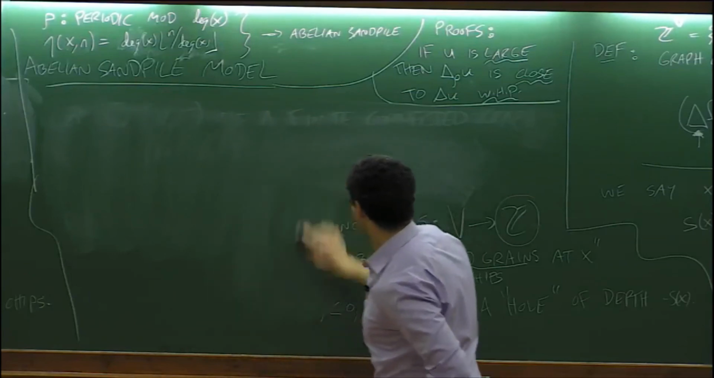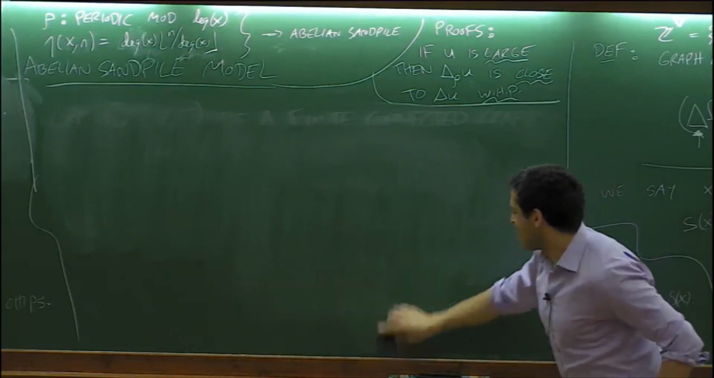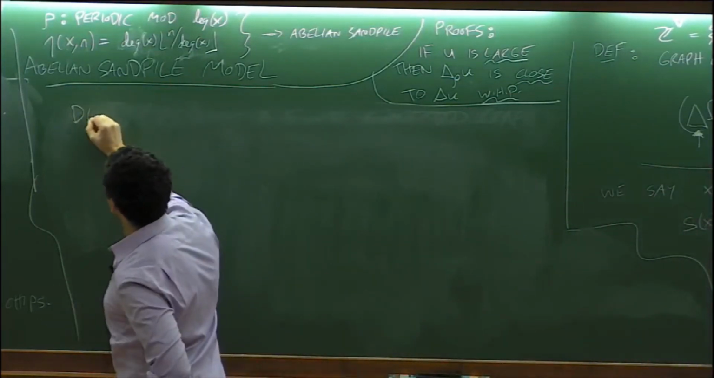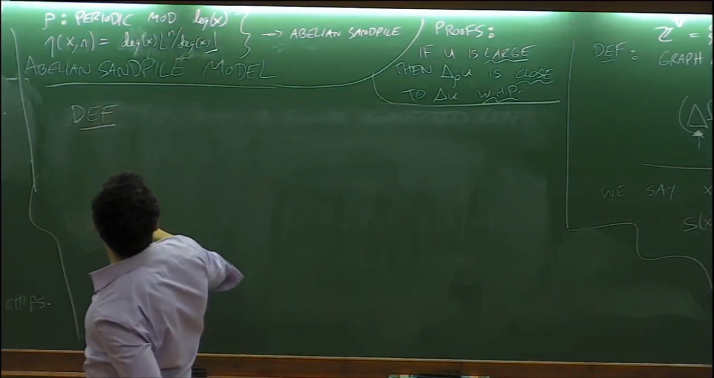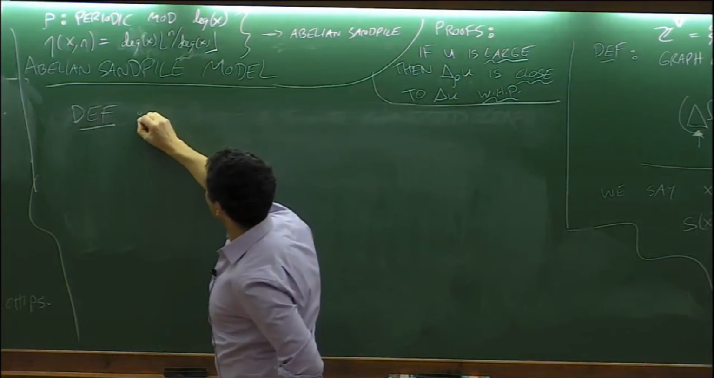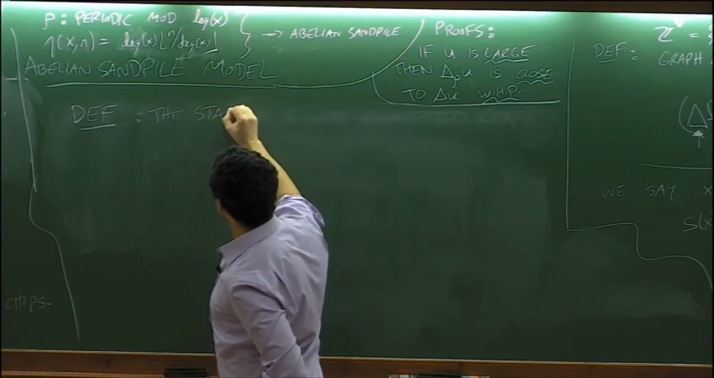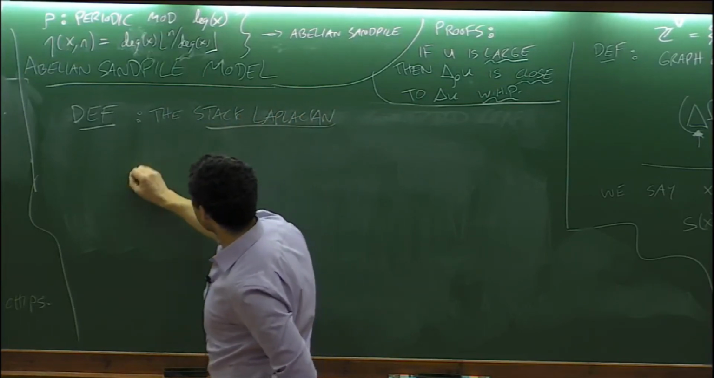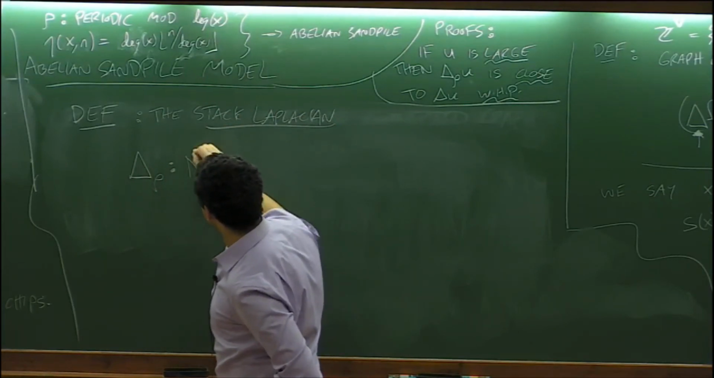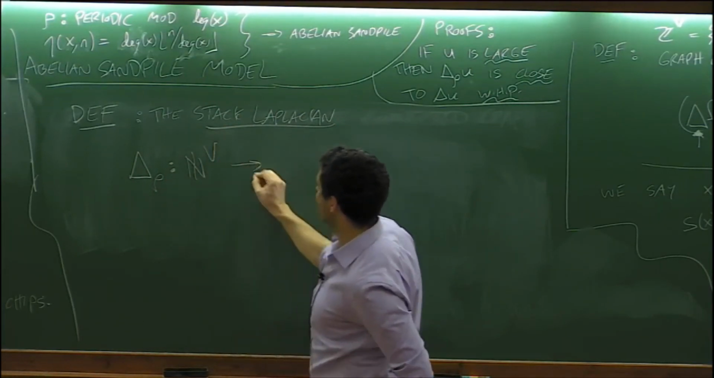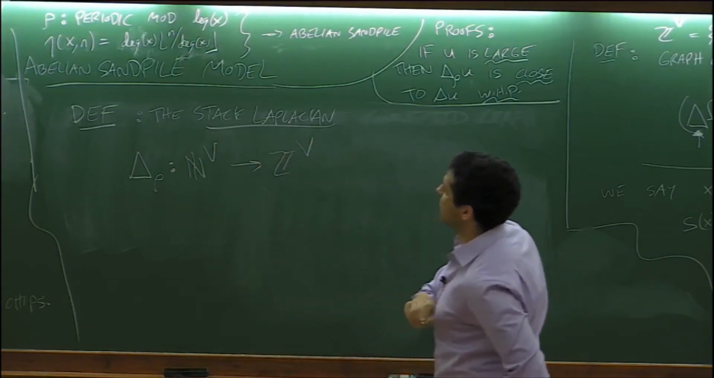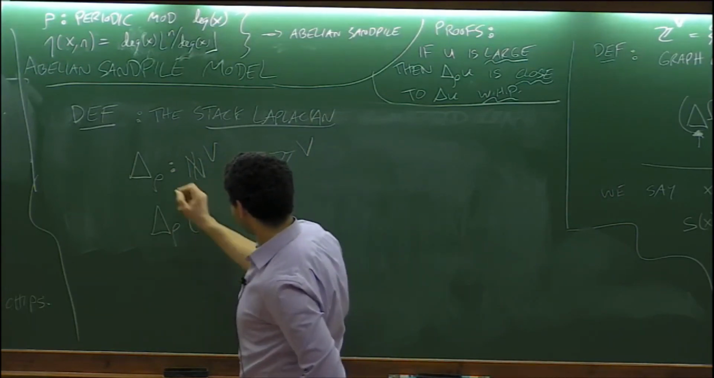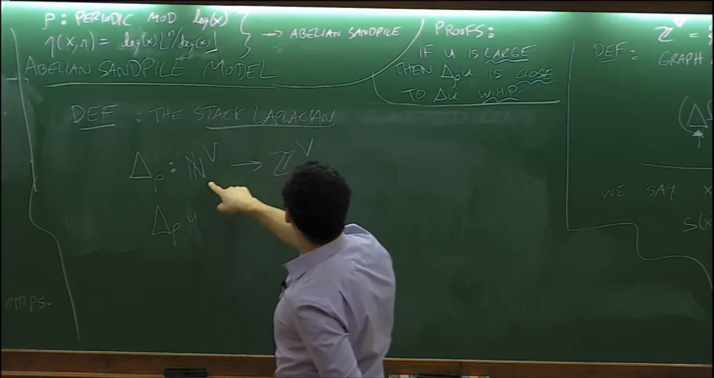So let me conclude the aside about stack Laplacian by just writing down for you how it's defined. What is u? u is a function. So here's the definition of this object delta rho. The stack Laplacian delta rho takes as input a non-negative integer valued function on the vertices, and it gives you an integer valued function as output, possibly negative. So u is the input function.